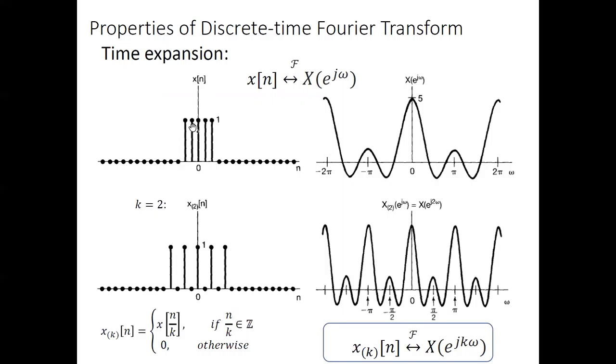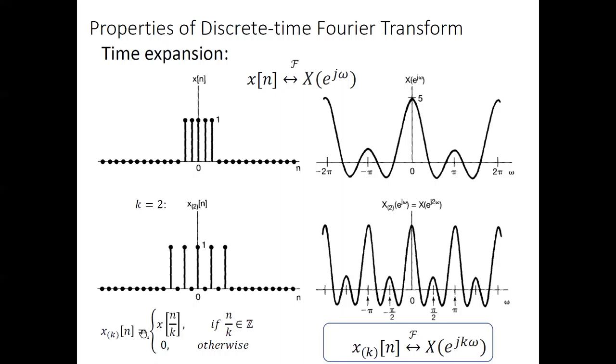Originally, they are consecutive, next to each other. Now after expansion, their mutual distance is 2. There's one additional sample in between. And since we are expanding it in discrete time, we need to fill some value for the signal in between. Originally, the value in between is not defined. And after expansion, we just fill 0 at these locations.